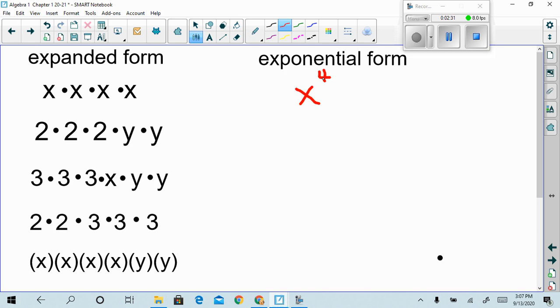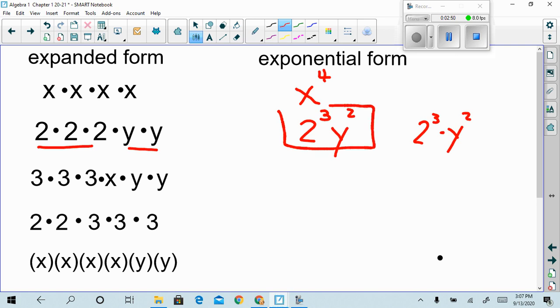Now I have 2 different terms here. I have 2's and I have y's. I have 2 to the third power times y squared. I don't need a dot in between, but occasionally you might see 2 to the third times y squared. I technically would want to eliminate that symbol and write it like that.